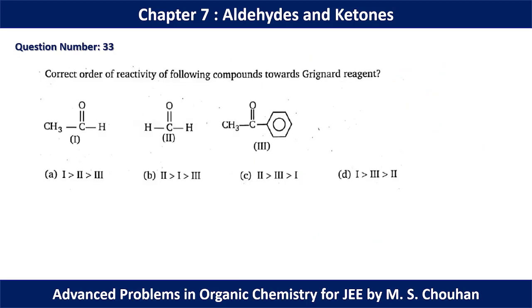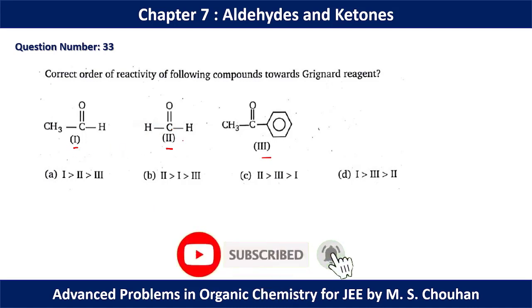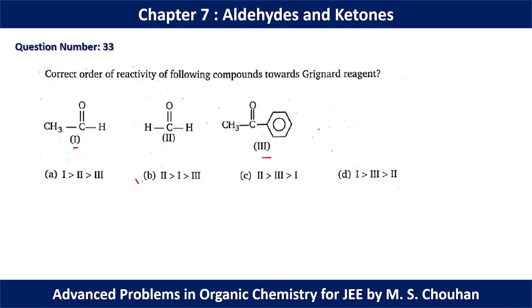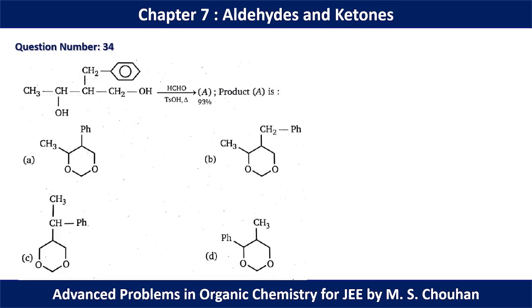In question number 33, the correct order of reactivity of the following compounds towards Grignard reagent. As we know, aldehydes will have more reactivity than ketones, so 2 and 1 will have more reactivity than 3, so 3 should be the last. And between 1 and 2, 2 will have more because we don't have any electron donating group here. So for question number 33, option B should be the correct option.